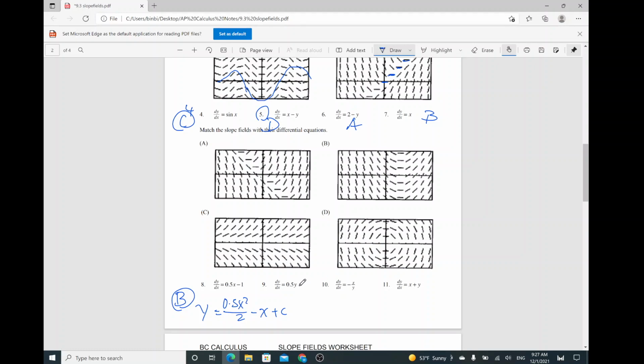And now let's plug in something else. So let's say y equals 2. So 1/2 times 2, that'll be 1. So the slope would be 1. Multiplied by negative 2, then the slope would be negative. So when y is positive, the slope would be positive. When y is negative, the slope would be negative. So most likely, that'll be for C.